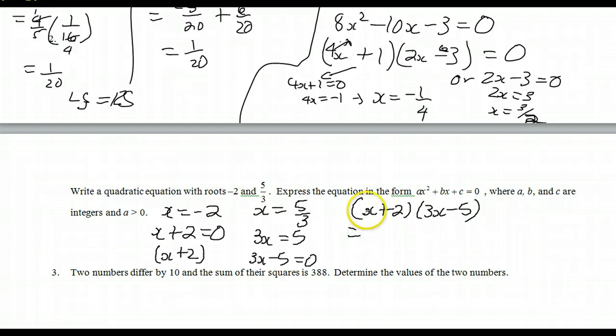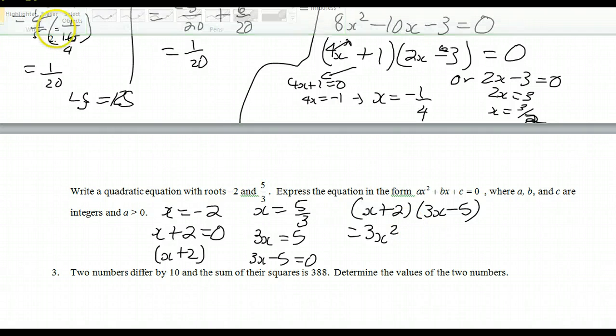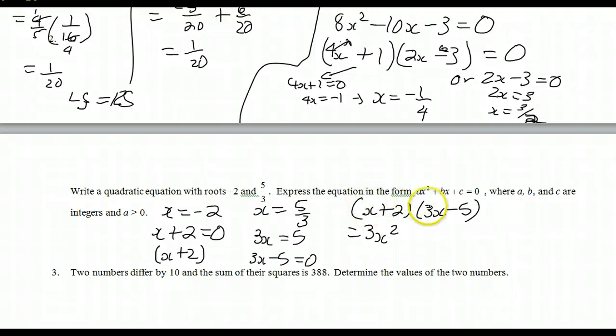When we FOIL these out, we'll get 3x squared minus 15x plus 6x, which will be minus 15 plus 6 is a minus, not a plus. So let's clear that. Go back here. So where were we? 3x squared minus 15x plus 6x is minus 9x. Common factor, but minus 10. So this is the quadratic equation.